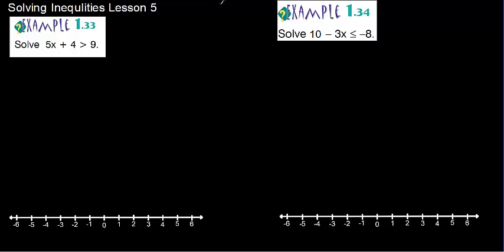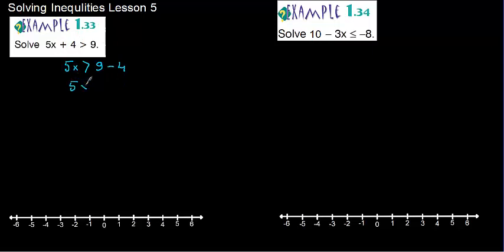In BEDMAS, multiplication and division come firstly, addition and subtraction come second. But in the inverse part, of course, addition and subtraction must be solved firstly, then division and multiplication. So here, when we have 5x plus 4, firstly we should send plus 4 to the other side. 5x is greater than 9 minus 4. When plus 4 goes to the other side, it becomes minus 4.